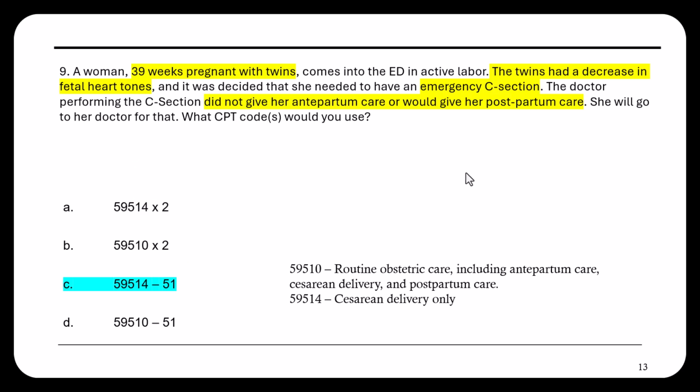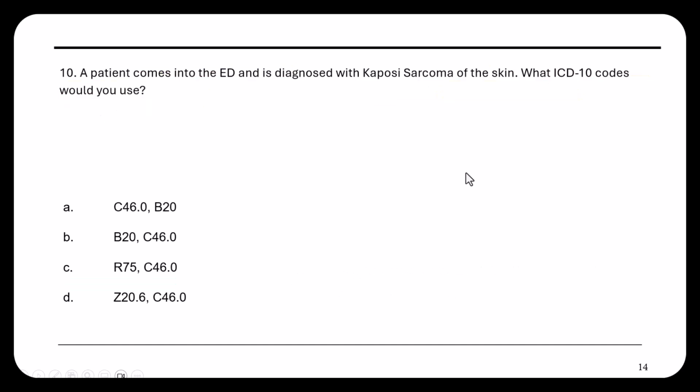Okay, let's look at our last question. A patient comes to the ED and is diagnosed with Kaposi sarcoma of the skin. What ICD-10 codes would you use? This is an important one because Kaposi sarcoma is an HIV-related disease. Somebody who comes in with an HIV-related disease or an AIDS-related disease will show B20 first. That's actually in the codes. Let's go take a peek.